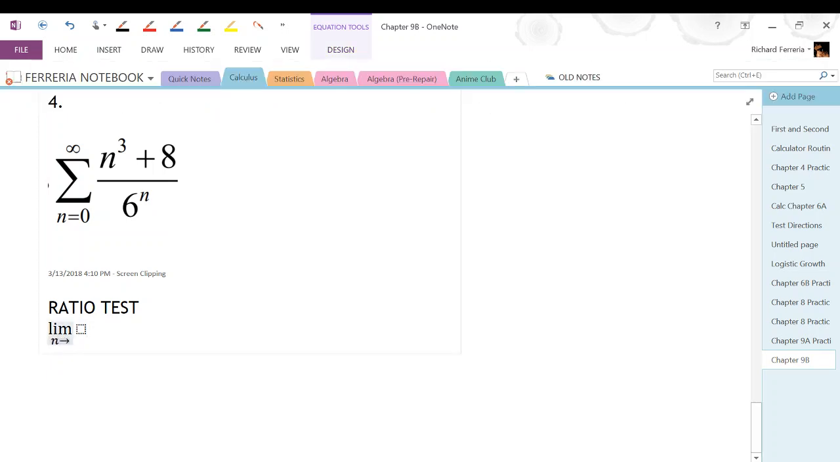n is going to approach infinity. I already learned how to do infinity. Alright, so we have to do n plus 1, right? So the numerator is n plus 1 to the third power plus 8. Close the numerator. The denominator is going to be 6 to the n plus 1.